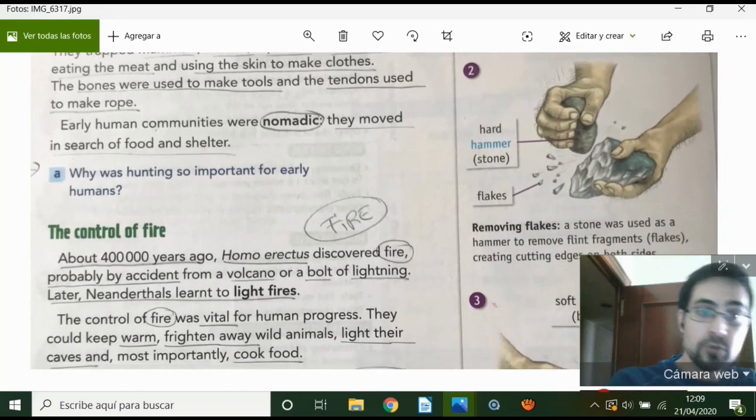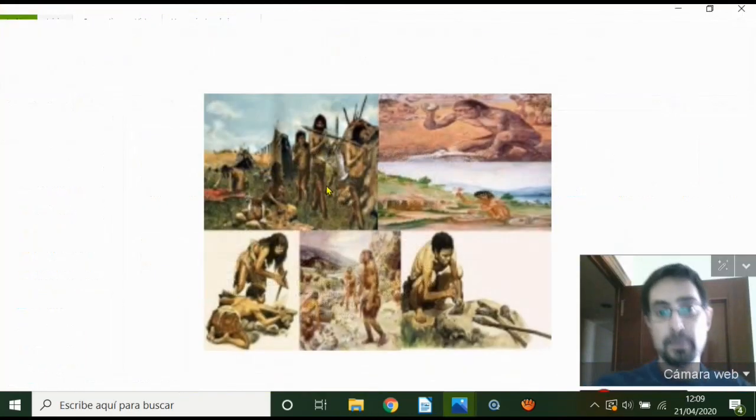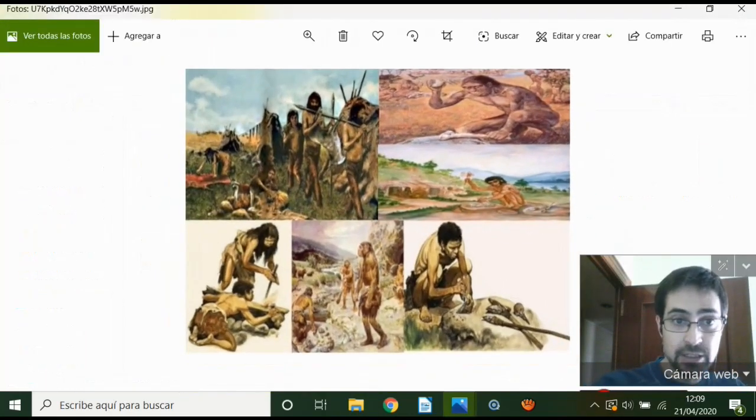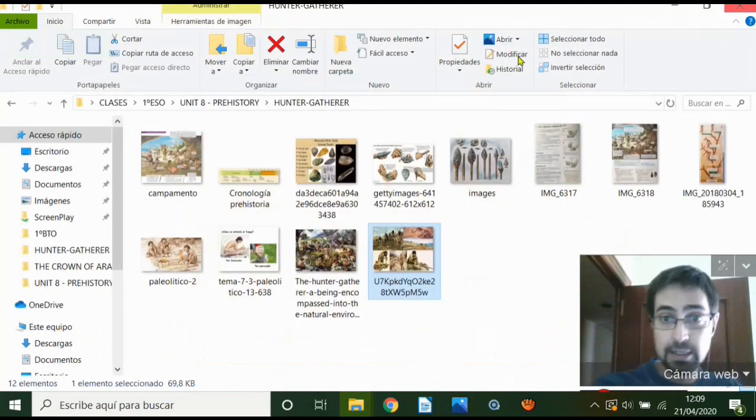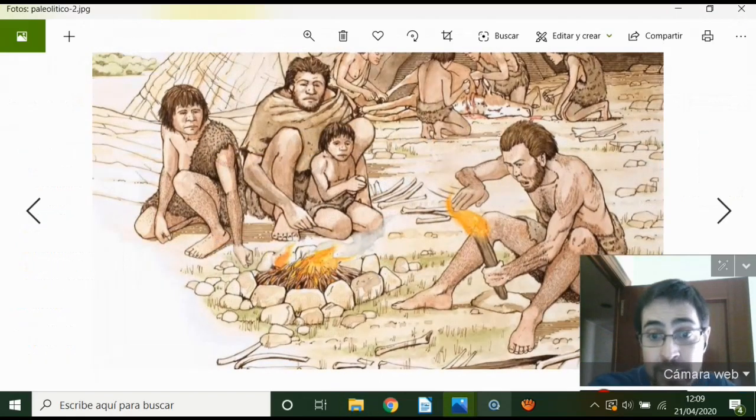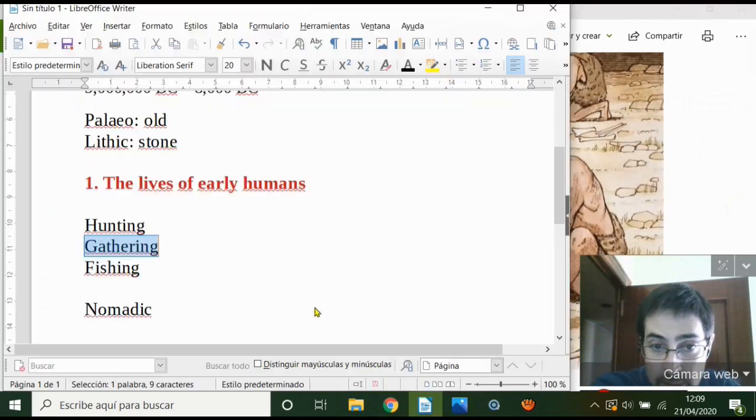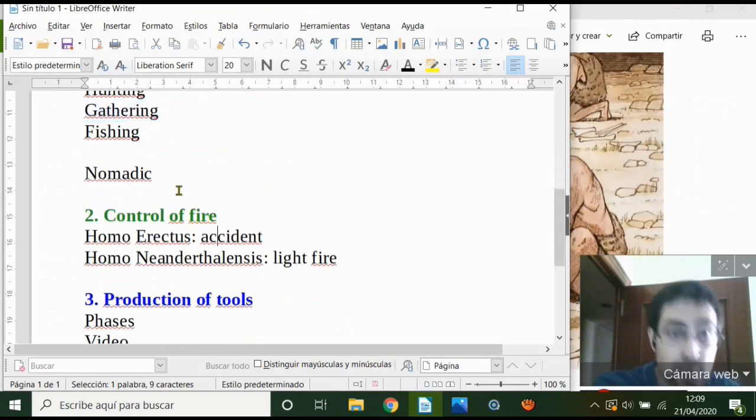So, next point. The control of fire. Okay, we're going to see pictures of Paleolithic people hunting, producing tools, etc., like here, or another people. The production of fire. Okay, coming back here. Fire. The control of fire.